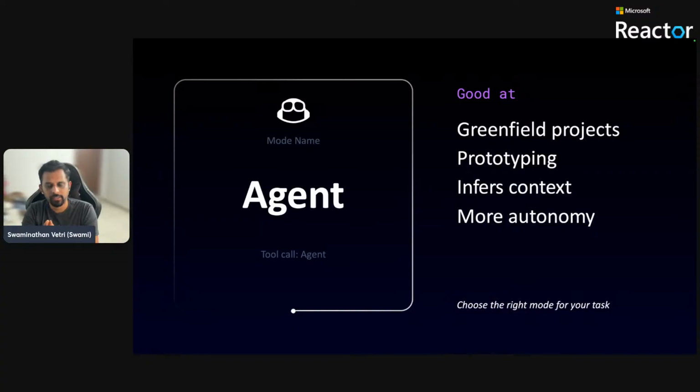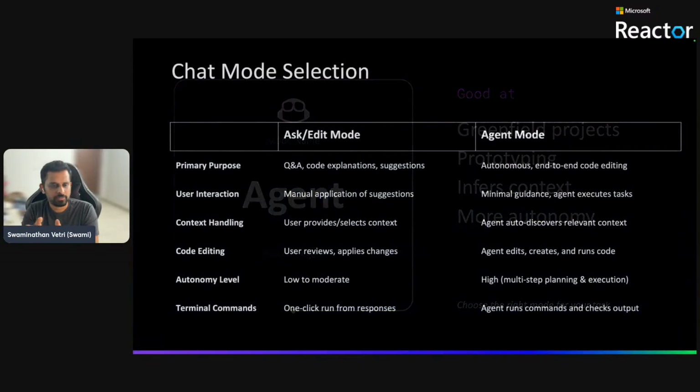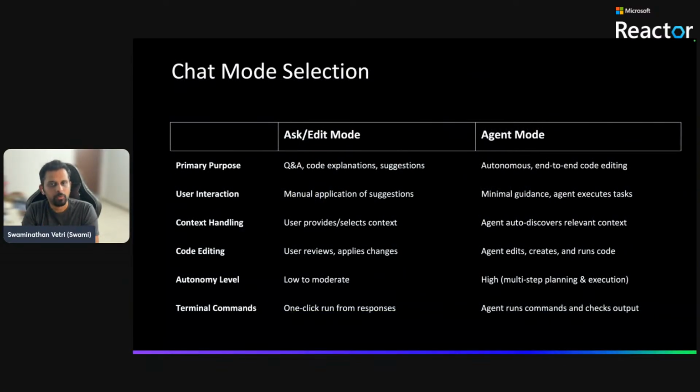So this is good at greenfield projects, good for prototyping, because the agent mode infers the context, and this works with more autonomy, right? So now to summarize some of these, let's say the primary purpose of ask and edit mode is for Q&A, code explanations and suggestions. But agent mode is more autonomous, with end-to-end code editing, right? So user interaction wise, it is manual application of suggestions, because, like I said, the ask mode will only give you suggestions, and you have an option to directly click on buttons in the chat extension and put the code into your file, or you can copy the suggestion and then go and update your code base, right? But in the agent mode, it's all completely autonomous.